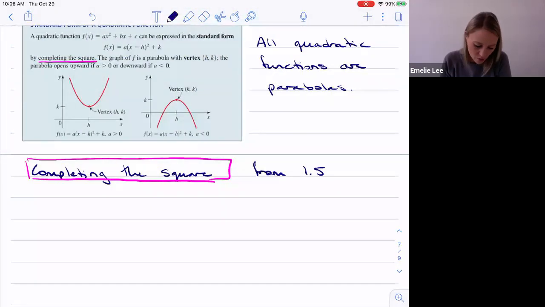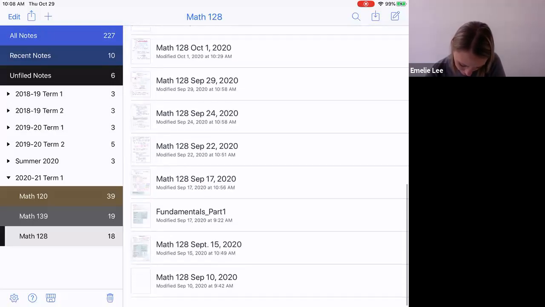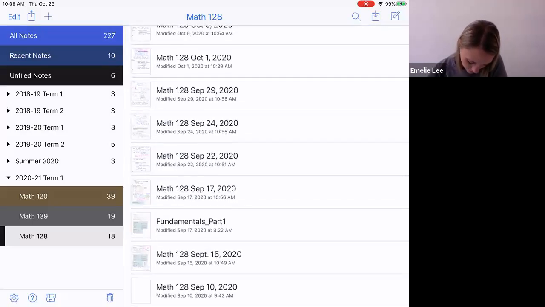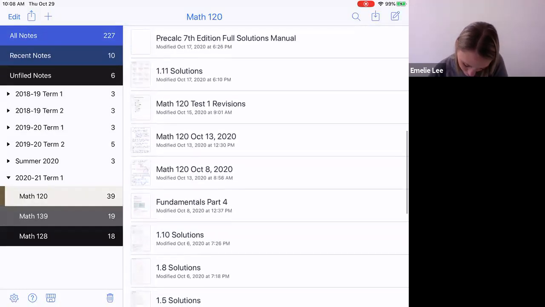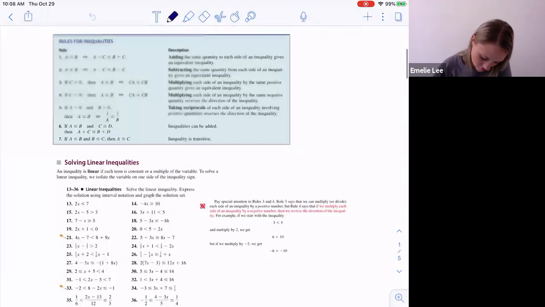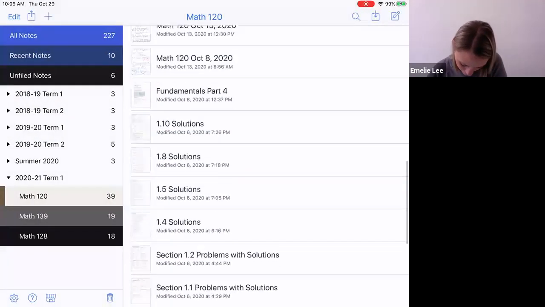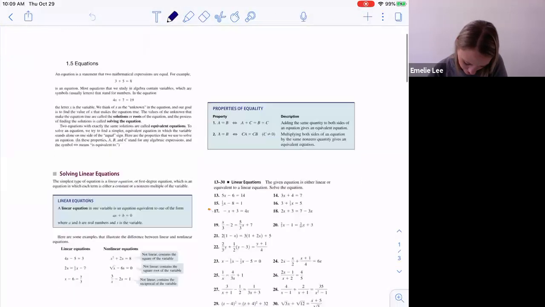So completing the square, I'll go grab that little blurb, if I can. I think it might be over here. Nope. Here.